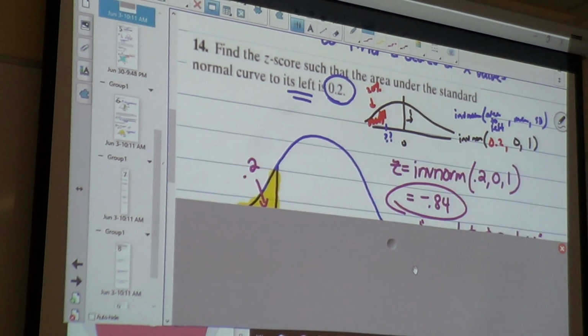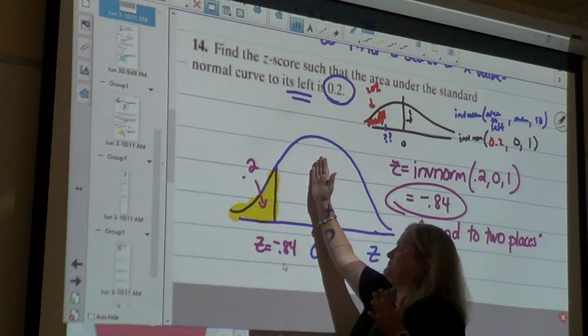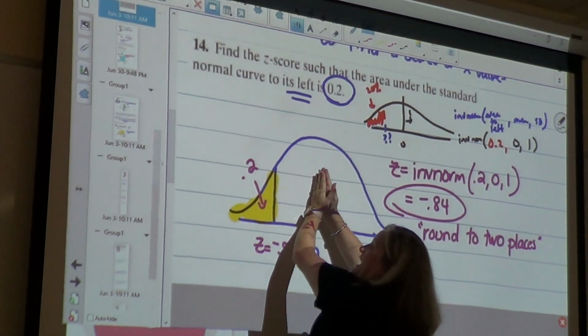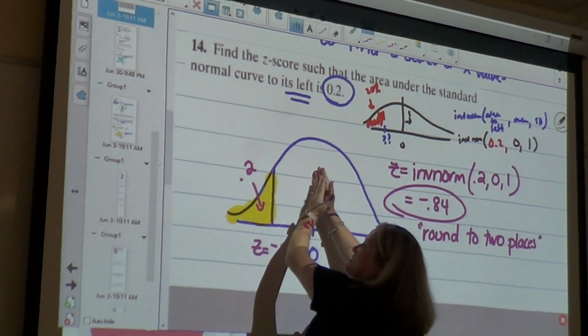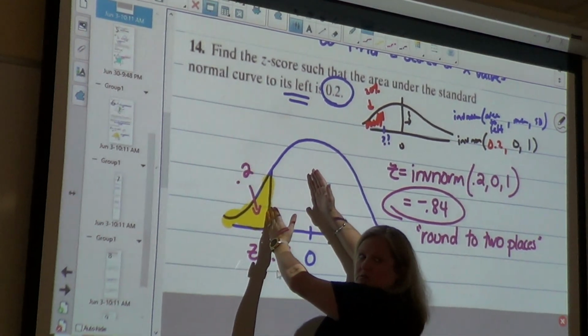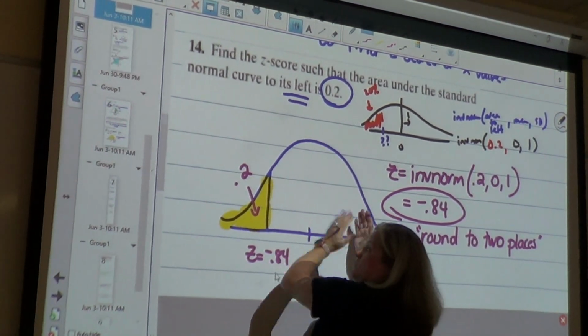So when I type that in my calculator, they rounded it to 2 places, I guess that's what the direction said, is negative 0.84. So that means my z-score is negative 0.84. And you know, y'all, mathematically, if it's 20%, 50% is going to be halfway. So 20% is going to be less than halfway, which means your z-score's got to be negative. Because if it's over 50%, that would put your z-score at a positive.